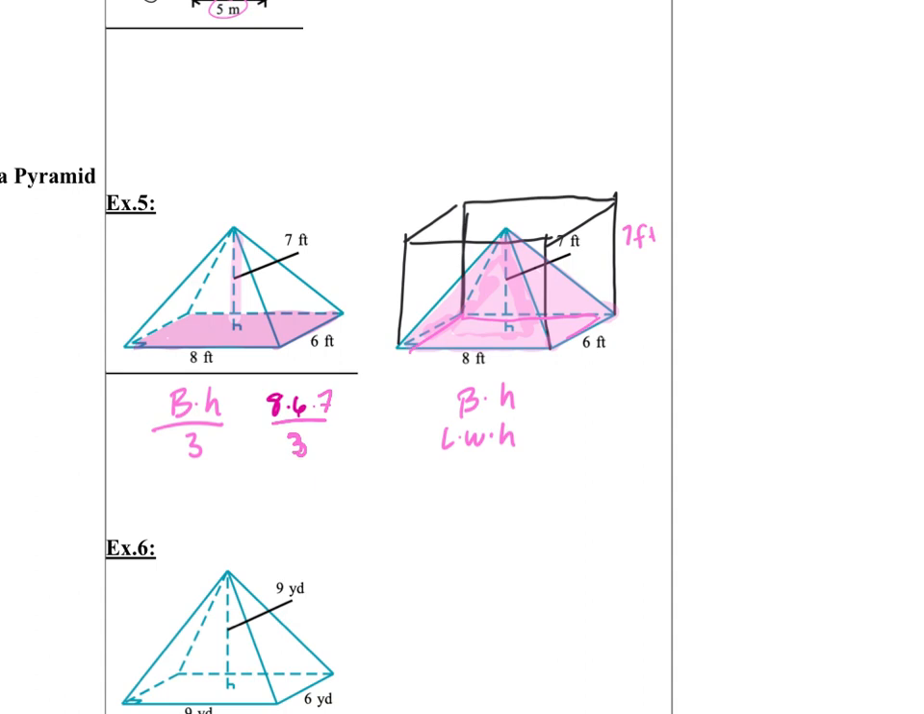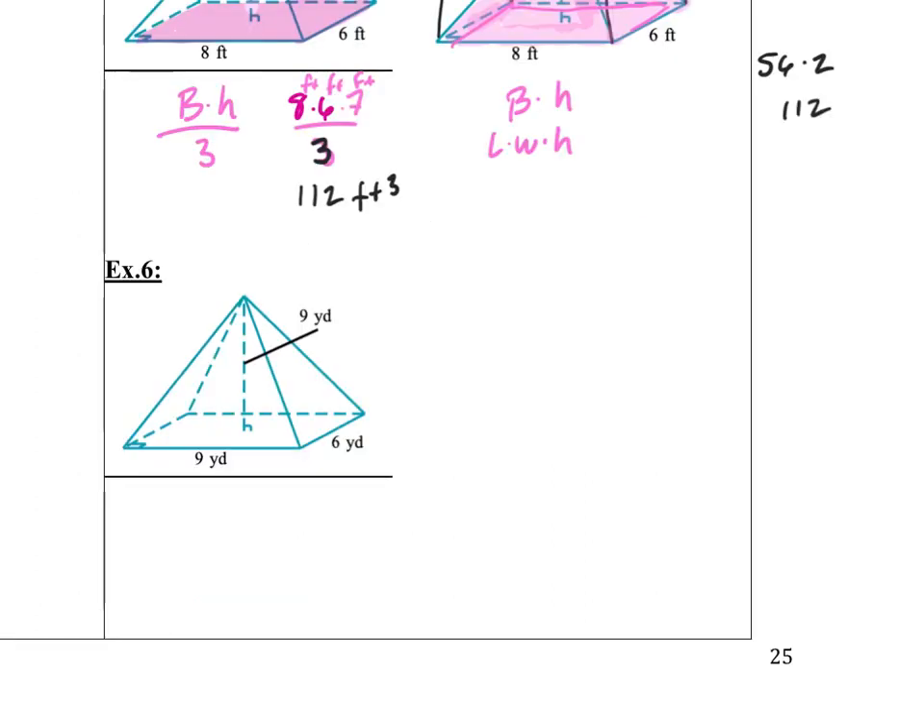Okay, and remember, we are still talking about volume, so it's still going to be cubic, because we do have feet times feet times feet: 6 feet by 8 feet by 7 feet. So it's going to come out to be 112 feet cubed.